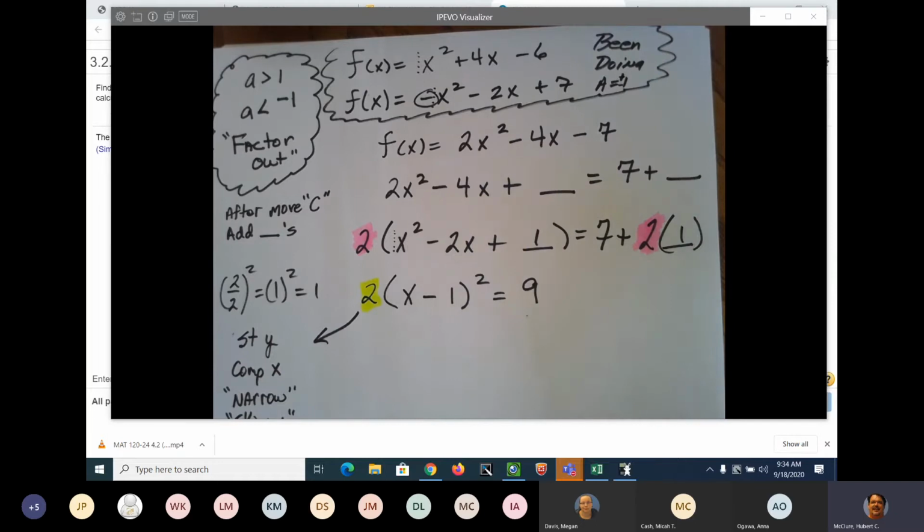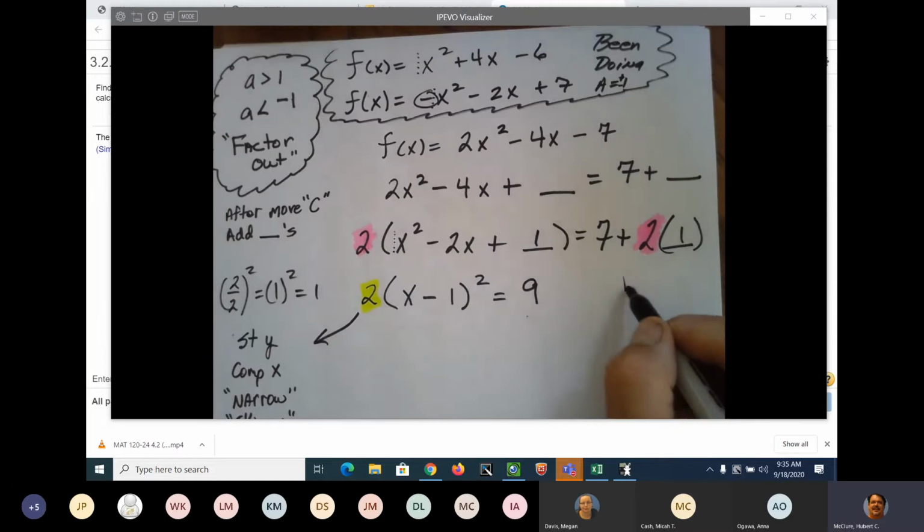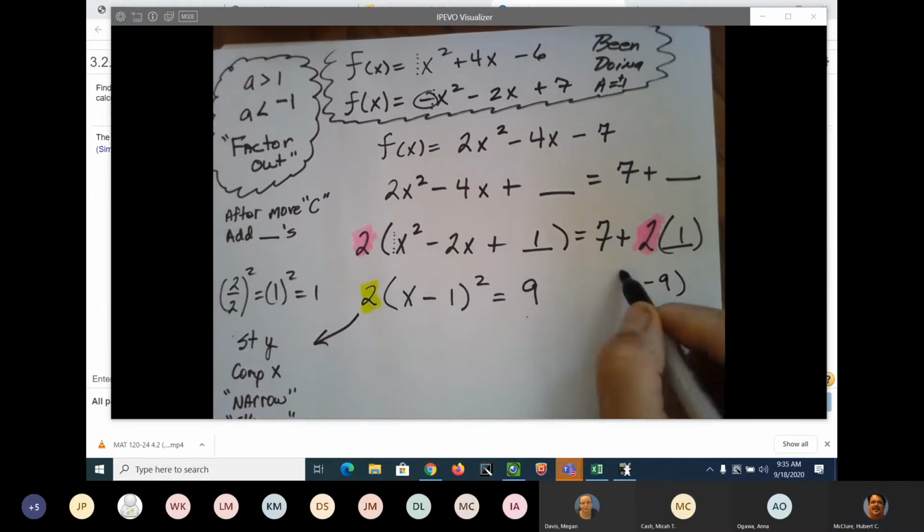So let's find our x-intercepts. Now, I'm not going to do the f(x) equal to 2 times (x minus 1) quantity squared minus 9. I'm going to let y'all do that. I'm on the vertex. I'll put it over here. Vertex is (1, negative 9).